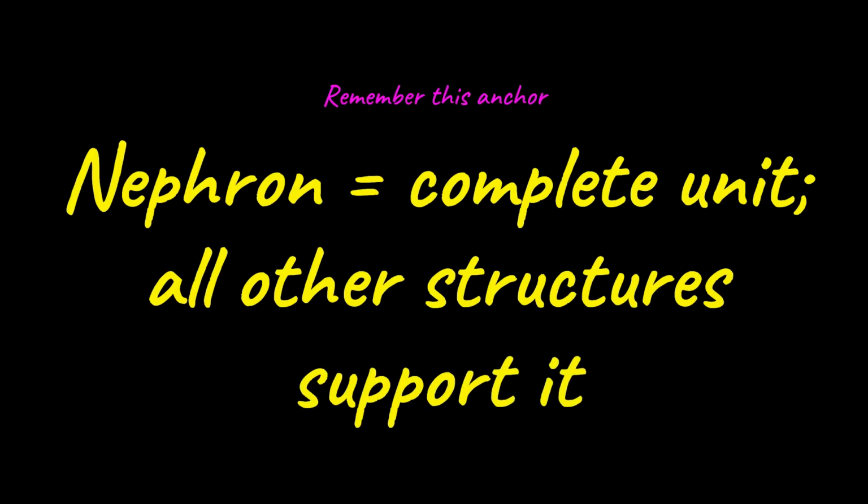When a question asks for the kidney's basic functional unit, the answer is always the nephron. The glomerulus, renal pelvis, cortex, and medulla are all real structures, but none completes all 4 kidney processes alone. The nephron does.